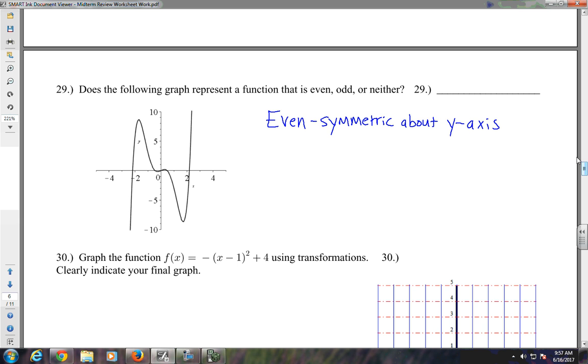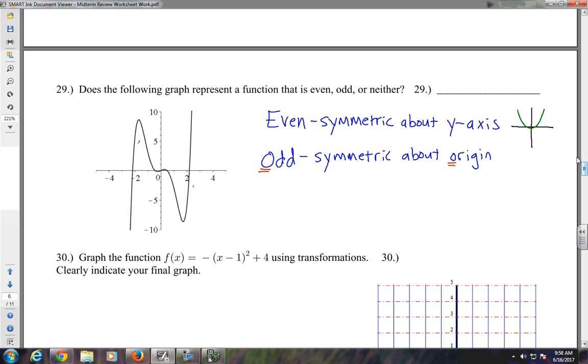Okay, that means you could fold the graph in half on that y-axis, and you'd have two matching pieces on either side. An odd function is not symmetric about the x-axis, if that's what you were thinking. It's a little different. It's symmetric about the origin. Now, this is easy to remember. Odd functions are symmetric about the origin.